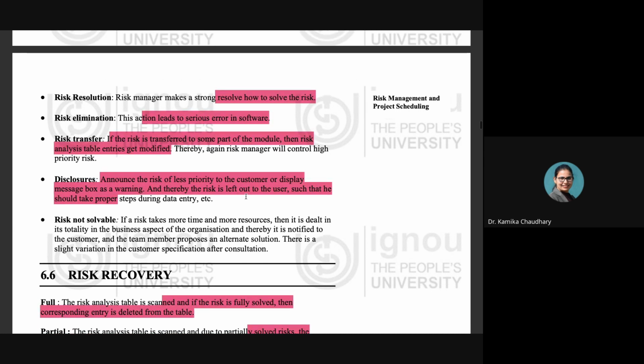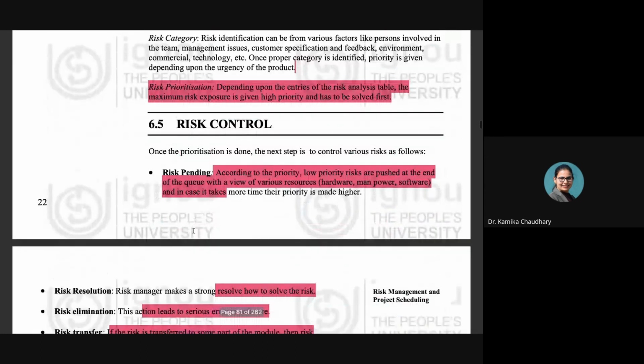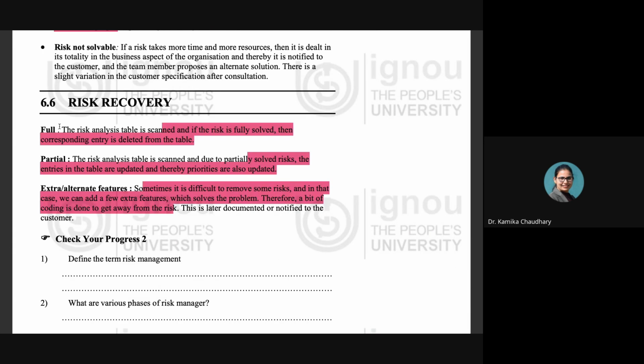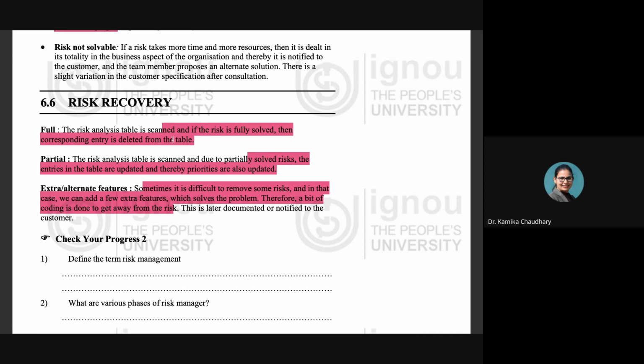Now, next in the diagram, we have the risk recovery. So we are going to study risk recovery also. There are three kinds of risk recovery: full recovery, partial recovery, or extra or alternate features. What happens in the case of full recovery? The risk analysis table is scanned, and if the risk is fully solved, then the corresponding entry is deleted from the table. Meaning you have recovered the risk, you have fully solved it, so that risk analysis entry is deleted from the table.